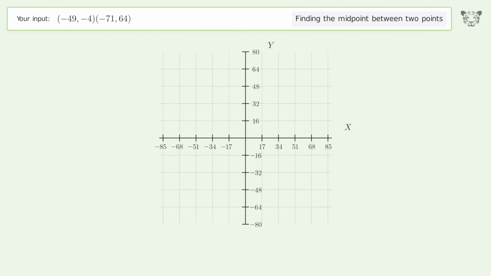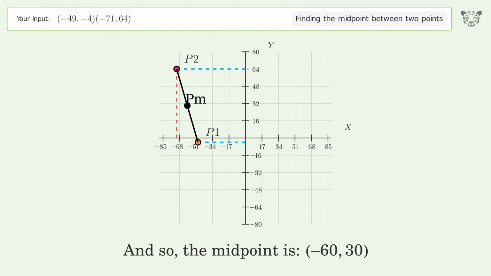And so, the midpoint is negative 60, 30.